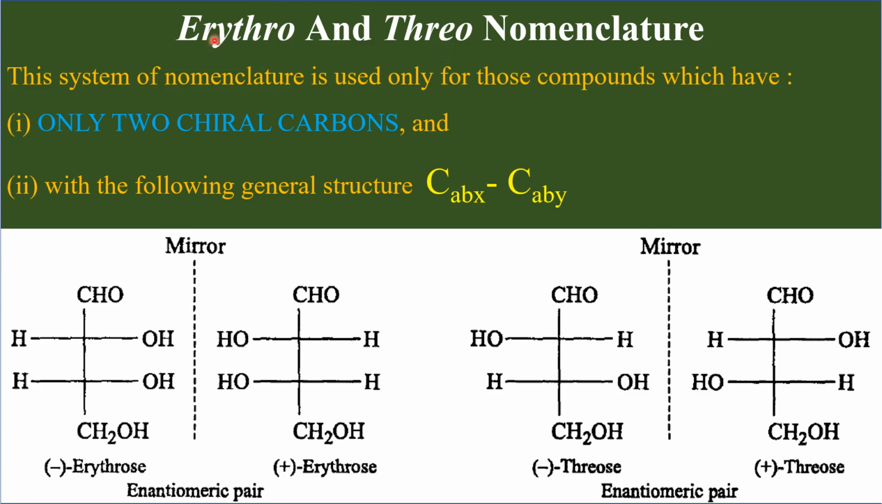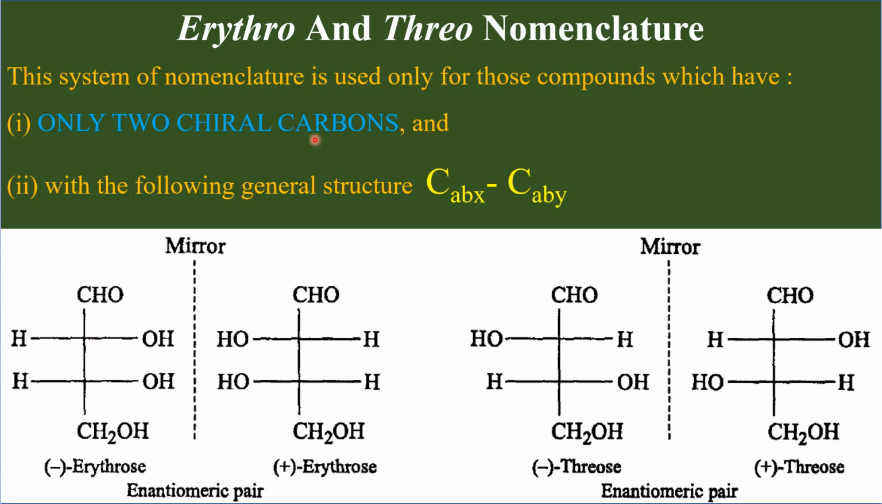This system of nomenclature is applied only for molecules with two chiral centers with the following general structure. There should be two chiral carbon atoms. In one chiral carbon, the three groups connected are A, B, X, and in the other carbon A, B, Y. That means there should be two chiral centers with two similar groups and one different group. You can just take this erythro example. This has two chiral carbon atoms.